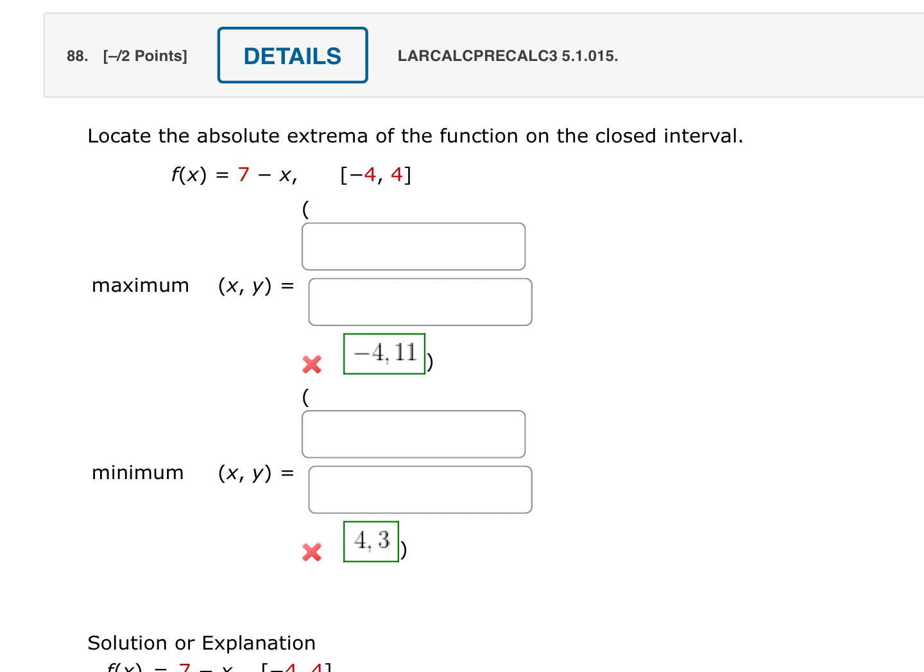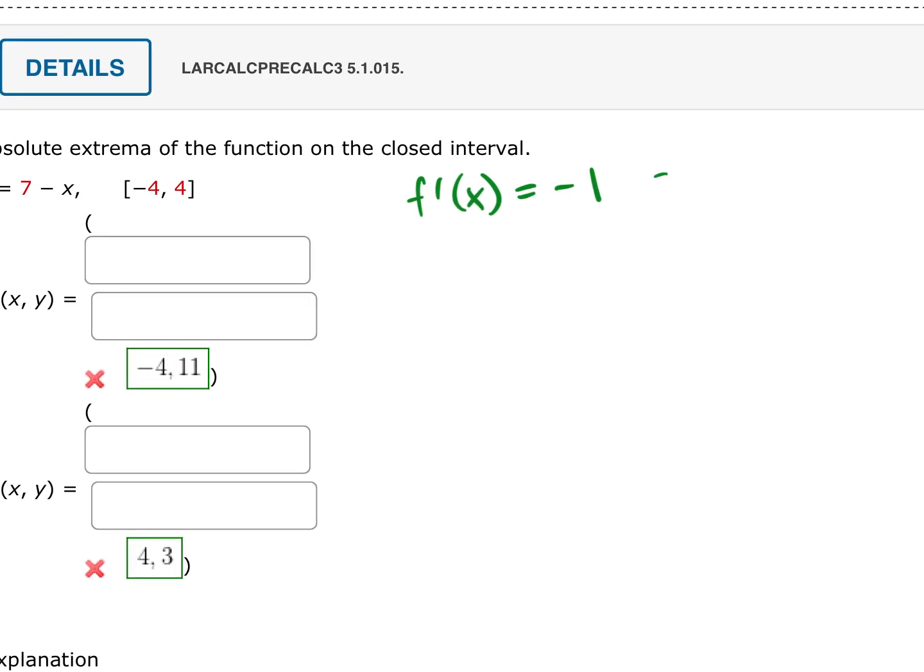Find our critical numbers. So find our derivative. What would our derivative be here? -1. Our critical numbers, we'd set it equal to 0 and find where it does not exist or where it's undefined. Is there any x value that would make this equal 0? No. So do we have any critical numbers? No. So we only need to check the endpoints.